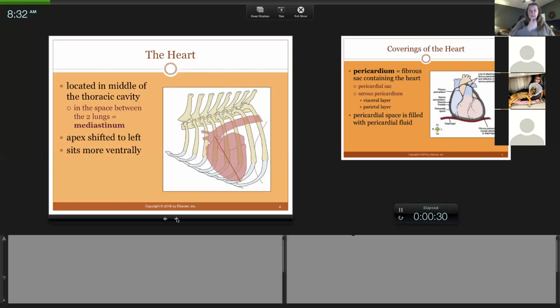Media, or median, the mediastinum is the place where you find the heart and the majority of the blood vessels. There are some lymph nodes there, but it is in between the lungs. It's nestled there, and we do the lungs next week. So it is in between the lungs, and that space is called the mediastinum.